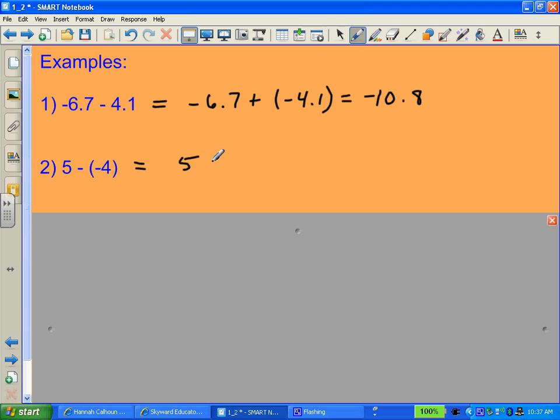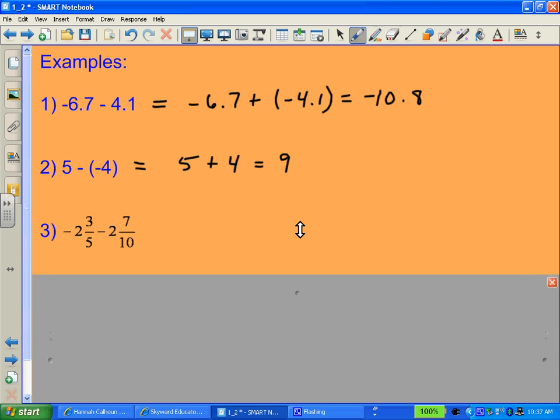Okay, again, on this one, the first thing I want to do is change it to an addition problem. So I change the subtraction to a plus. This is a negative 4, so it's going to become a positive 4. Now once again I ask different or same signs. These are the same. 5 plus 4, we know that, that's 9. And since both of these are positive, my answer is positive.